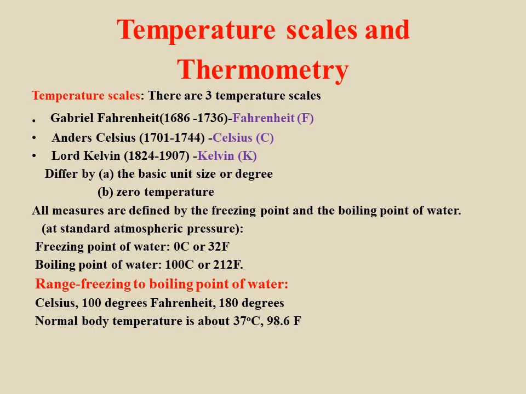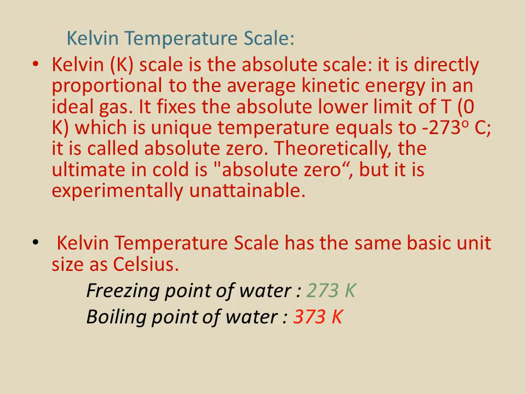Freezing point of water: 0 Celsius or 32 Fahrenheit. Boiling point of water: 100 Celsius or 212 Fahrenheit. The range from freezing to boiling point of water is 100 degrees Celsius, or 180 degrees Fahrenheit. Normal body temperature is about 37 degrees Celsius or 98.6 Fahrenheit.